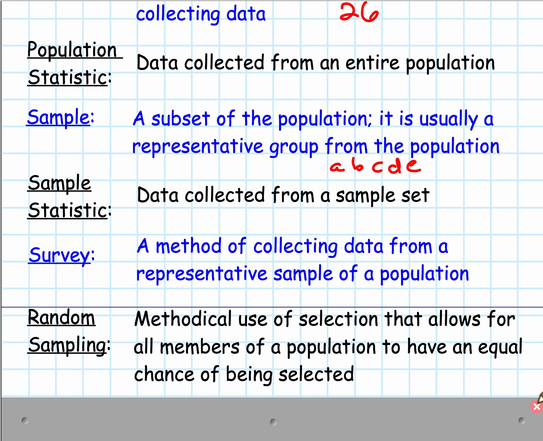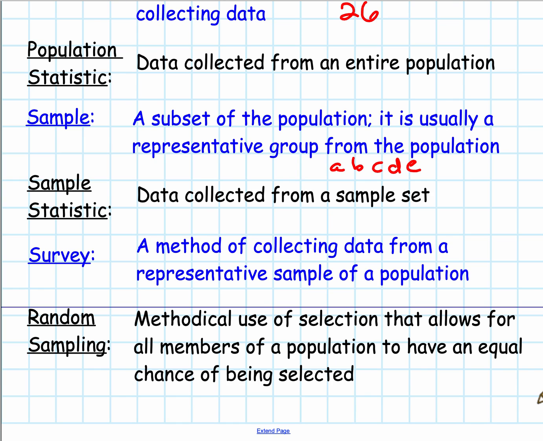Okay, and finally, random sampling. Random sampling is a method that we use for collecting data, and it allows us to get information that hopefully is informative about everybody, but it doesn't have to make us figure out what everybody actually has done. So it's a methodical use of selection that allows for all members of a population to have an equal chance of being selected.